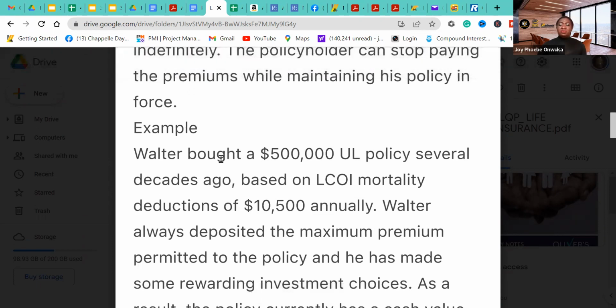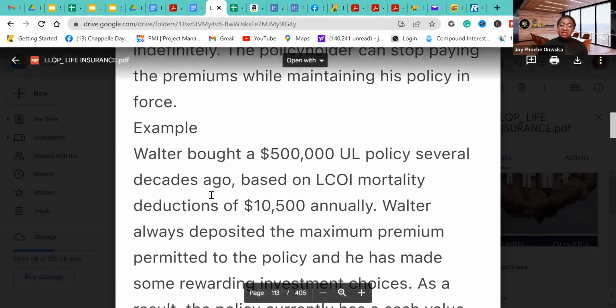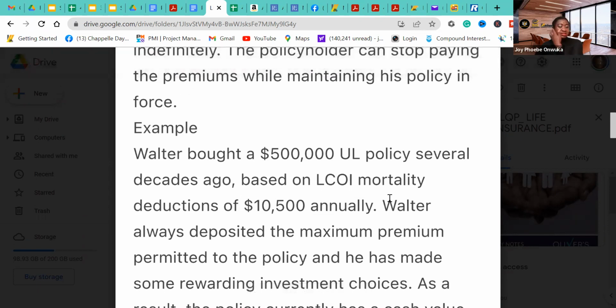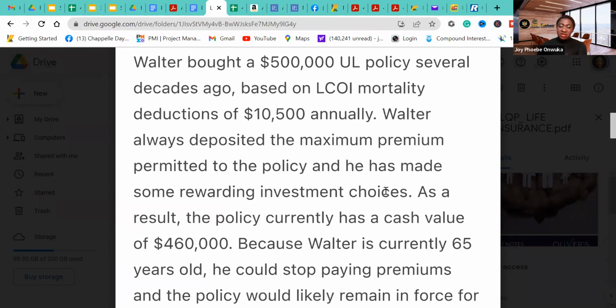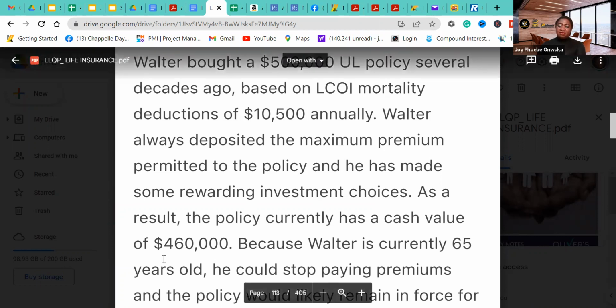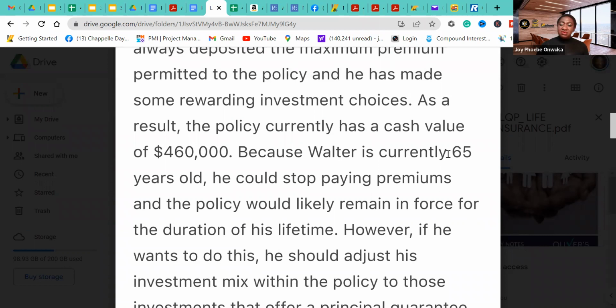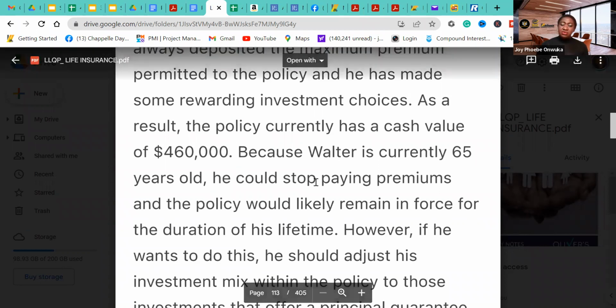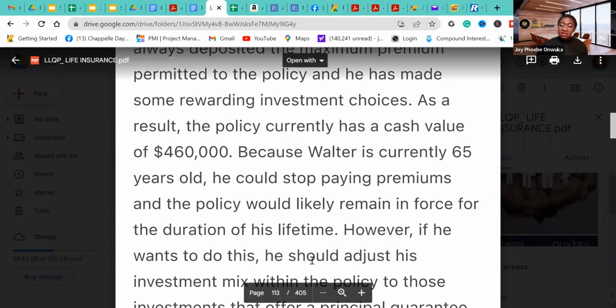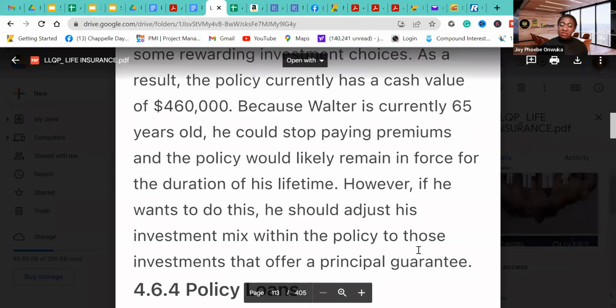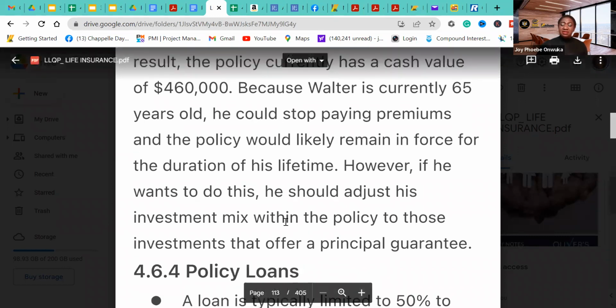For example, Walter bought a 500,000 universal life several decades ago based on level cost of insurance, mortality deductions of 10,500 annually. Walter always deposited the maximum premium permitted to the policy and he has made some rewarding investment choices. As a result, the policy currently has a cash value of $460,000. Because Walter is currently 65 years old, he could stop paying premium, and the policy will likely remain in force for the duration of his lifetime. If he wants to do this, he should adjust his investment mix within the policy to those investments that offer principal guaranteed.